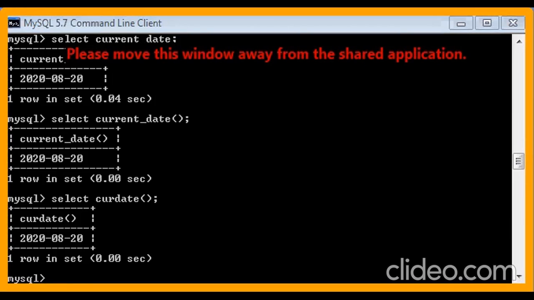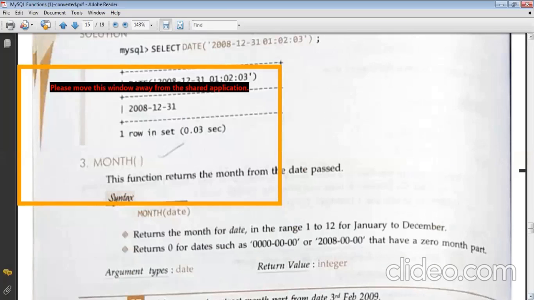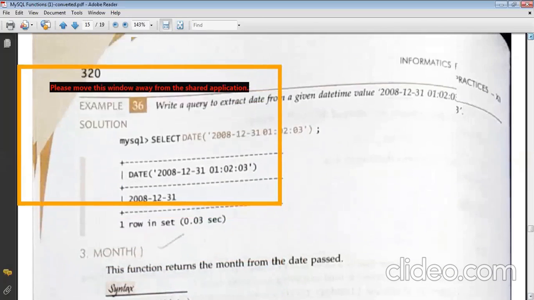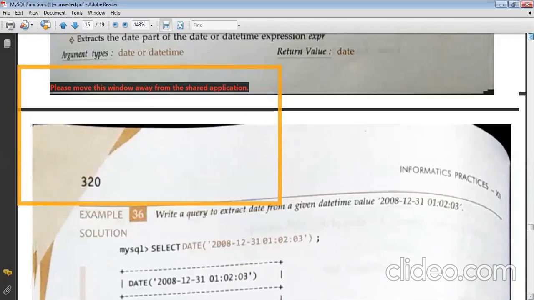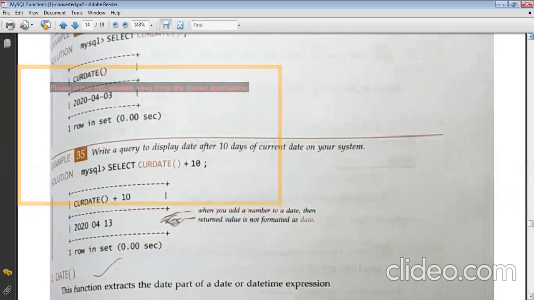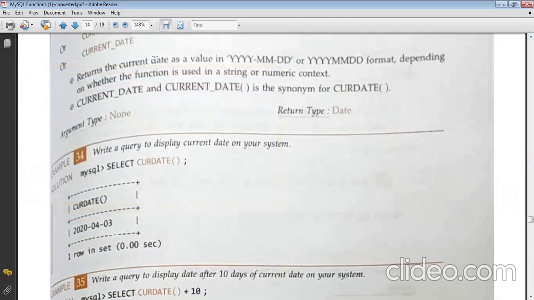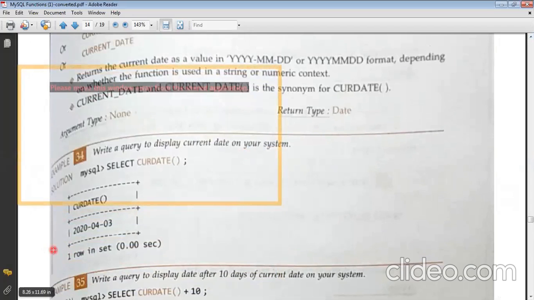So we will see the example if it is given in your textbook. The example for the date. Okay, so this was the example you have: write a query to display the current date on your system, which we have already done. It is just select curdate and a semicolon, which will give you the current date of the system.